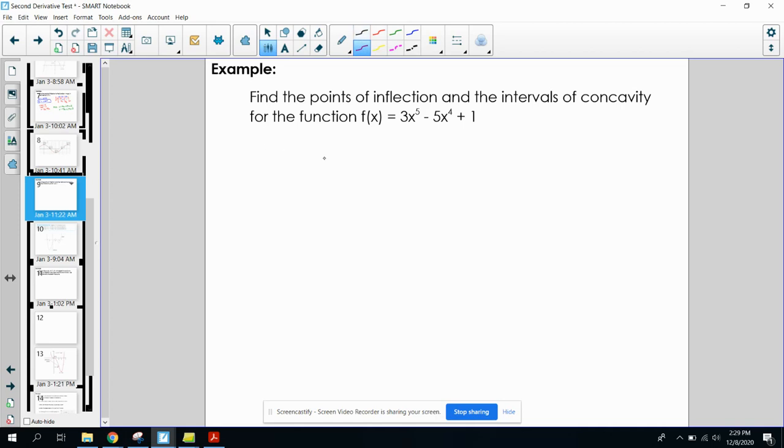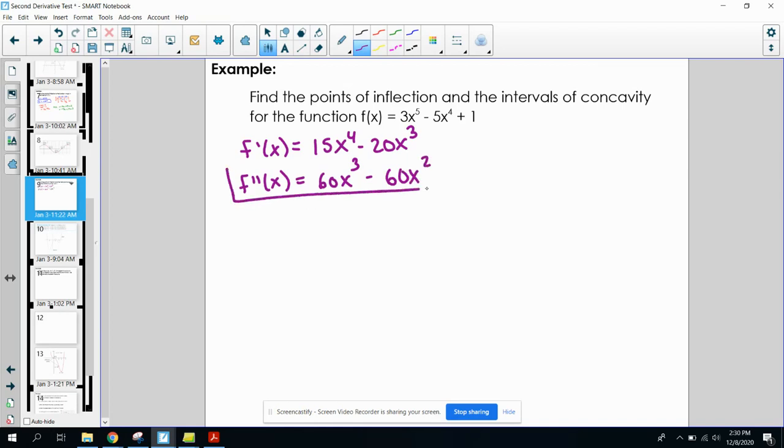So find the points of inflection. So again, start off by taking the first derivative. So this is going to give us 15x to the 4th minus 20x to the 3rd. And then we're going to take the second derivative, which is going to be 60x to the 3rd minus 60x squared. Okay, we're dealing again with the second derivative because it's concavity. So we're going to take that second derivative, set it to 0.